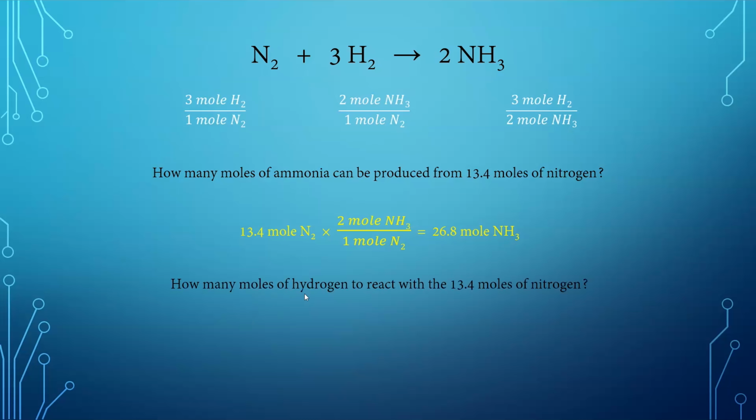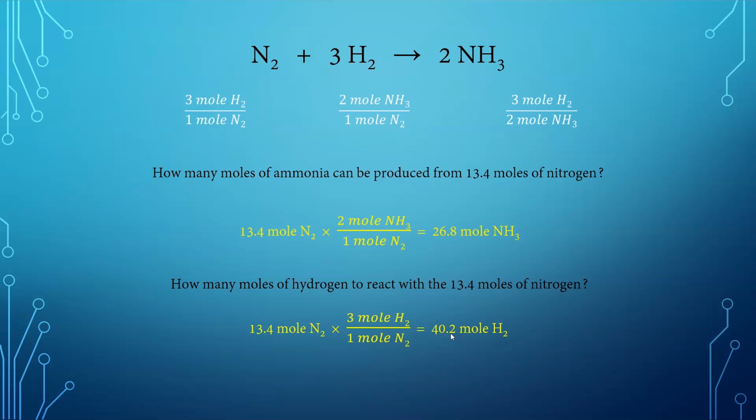Now, suppose we wanted to know how many moles of hydrogen we would need to react with that 13.4 moles of nitrogen. We can't make this ammonia unless we have enough nitrogen and hydrogen. We could begin once again with our 13.4 moles of nitrogen, but this time we're trying to get to moles of hydrogen, so we'll use this ratio. And again, we'll put the moles of hydrogen on the top because that's what we're trying to find out. And we get 40.2 moles of hydrogen.